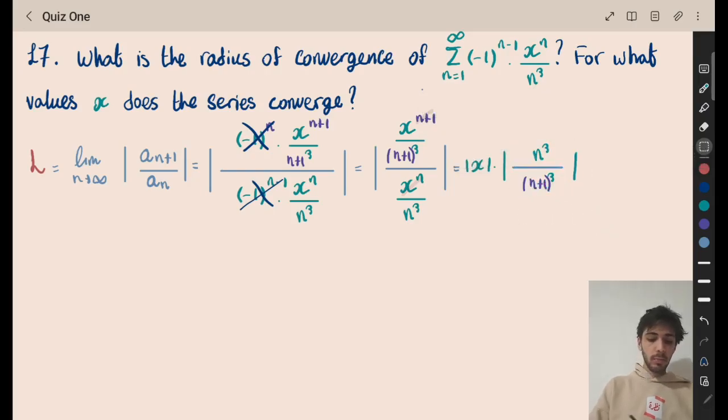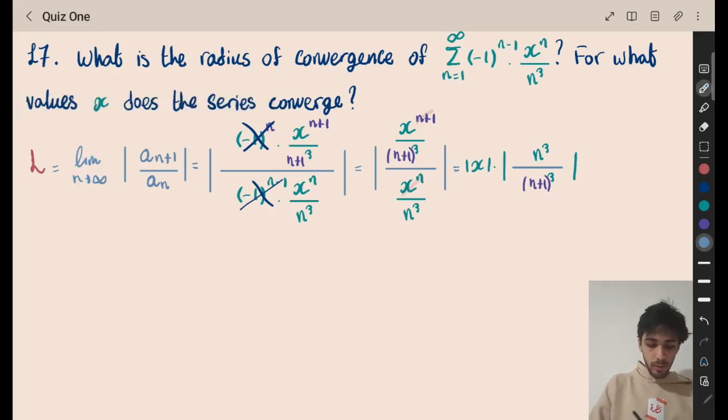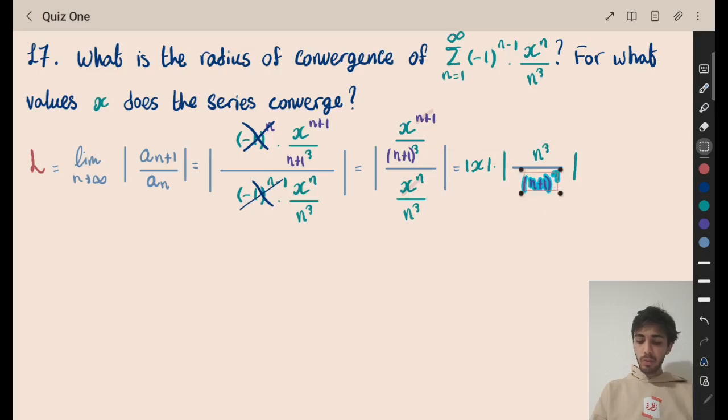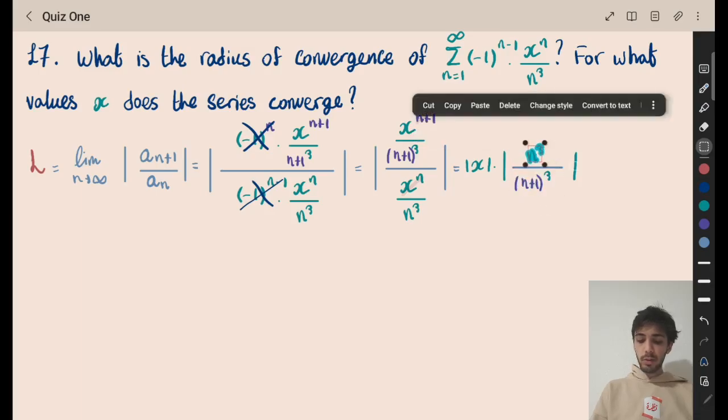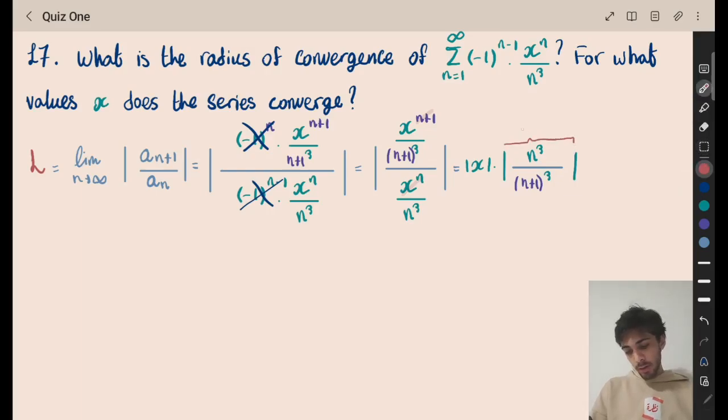And now the limit is taken as n goes to infinity. If n goes to infinity here, it seems that the numerator and denominator are growing at the same speed. And therefore this limit has a value 1. And so this whole expression will be equal to the absolute value of x.